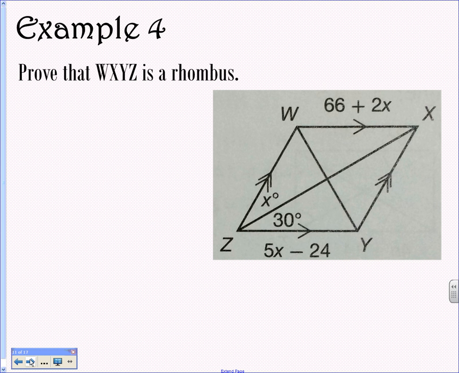So it's telling you it is a rhombus. Now you have to show how you would prove that. So it's not saying, is it a rhombus? It's not a yes or a no. It's, it is a rhombus. Tell how you know that.